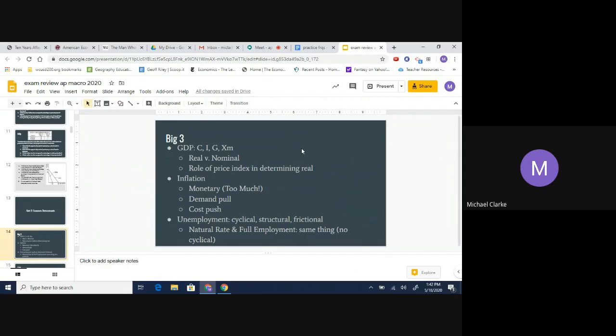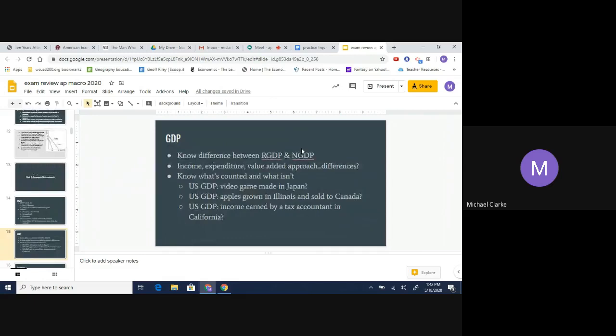Then the other determinant for this unit in the economy is unemployment. So make sure you know the difference between cyclical unemployment, structural unemployment, and frictional unemployment, and understand that if you see natural rate of unemployment or full employment on the exam, it's the same thing. They mean the same thing. And what they mean is it just includes structural and frictional unemployment. It does not include cyclical, because cyclical occurs when? When there's recessions, when times are bad.